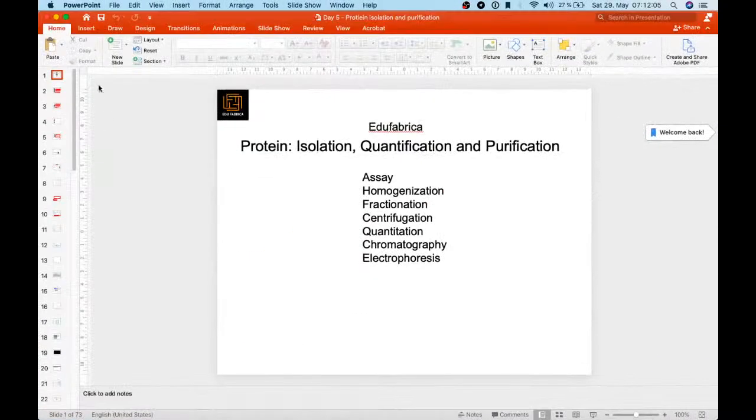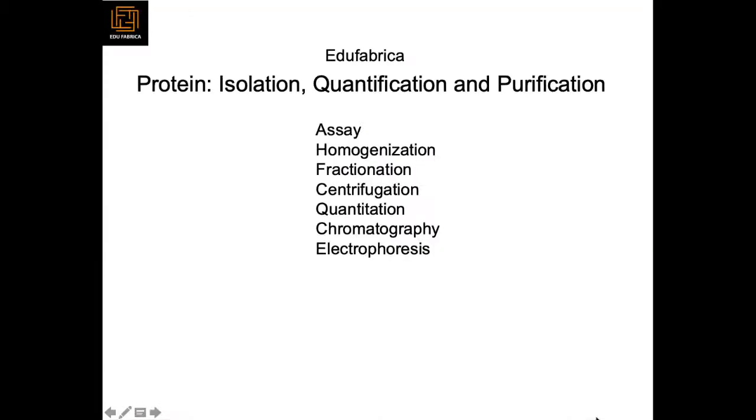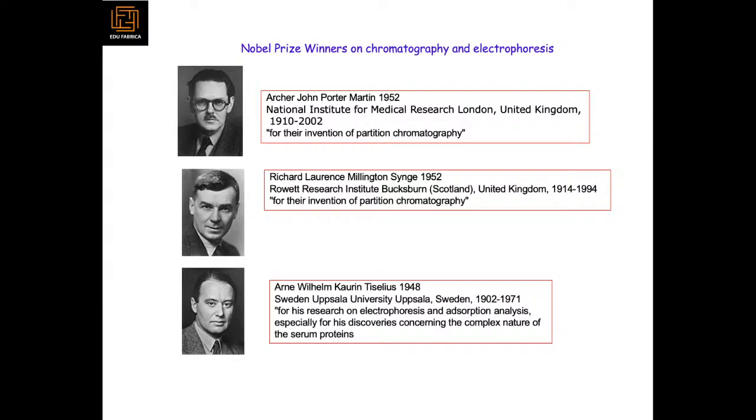Let's see. Protein isolation, quantification, and purification. So yesterday there was buffering happening, so we couldn't discuss much. So these are the famous people, the Nobel Prize winners who got it in the field of chromatography and electrophoresis, for partition chromatography basically.